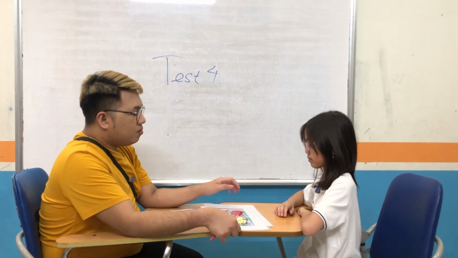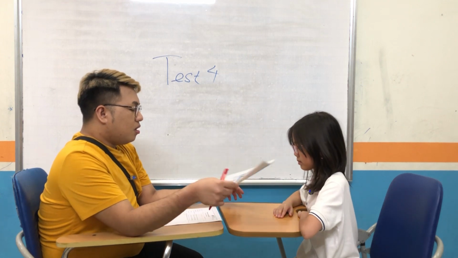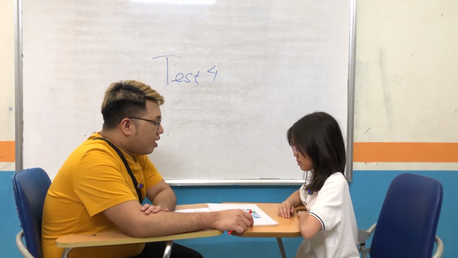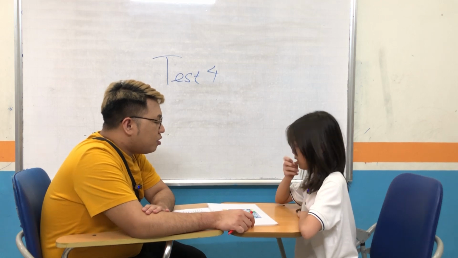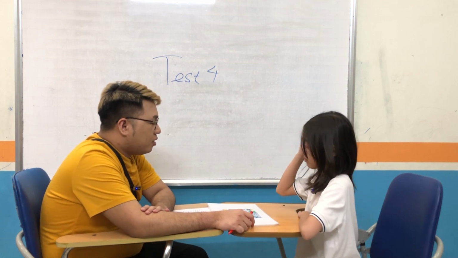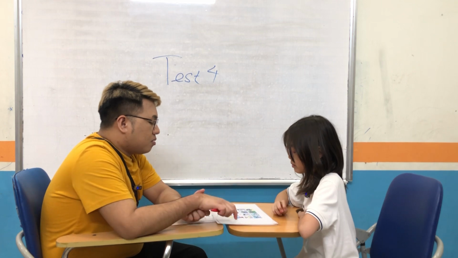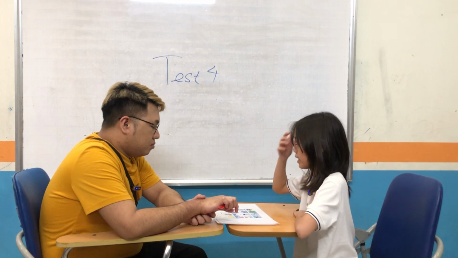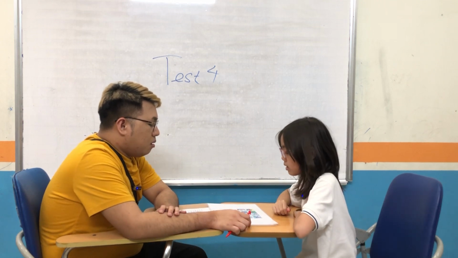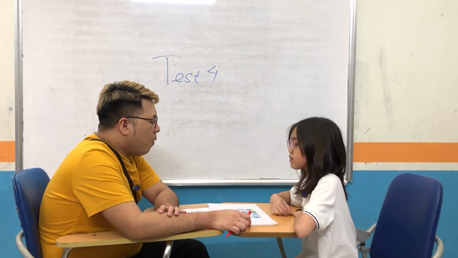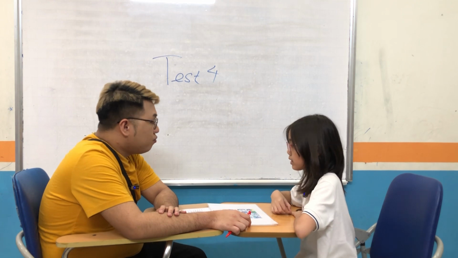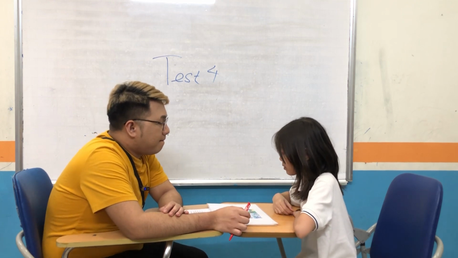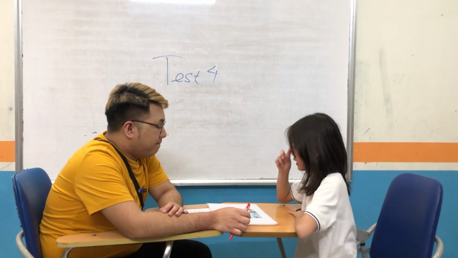Very good. Now, let's have odd one out. Tell me which particular picture is different and why. Picture three is different because pictures one and two are food, fruits. But picture three is a book.